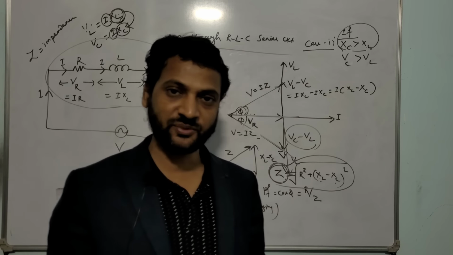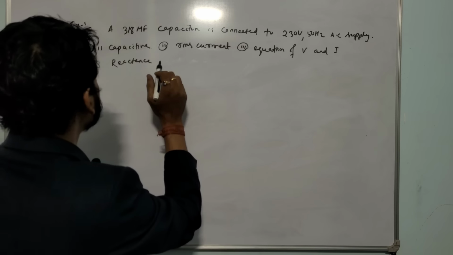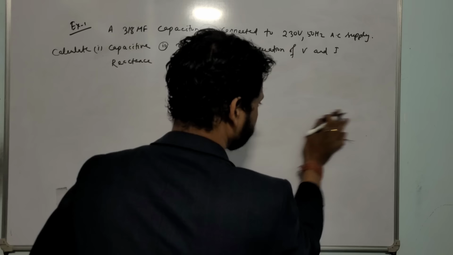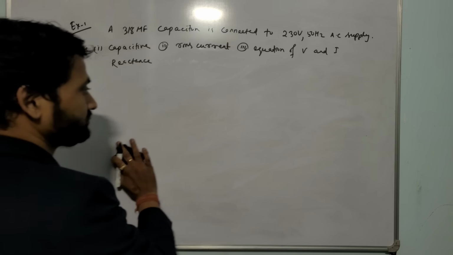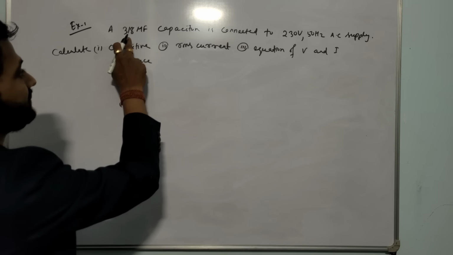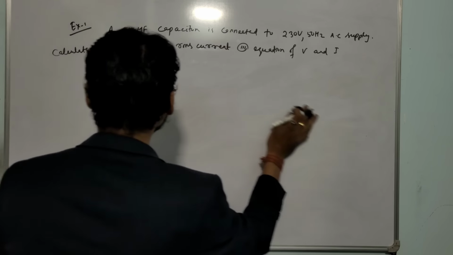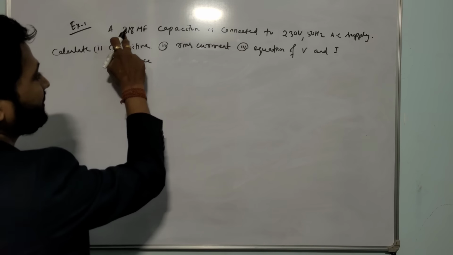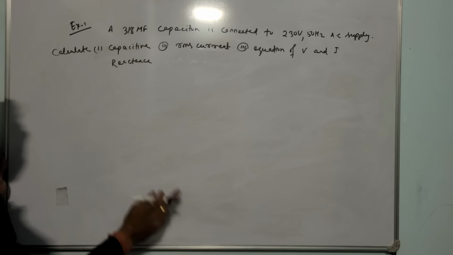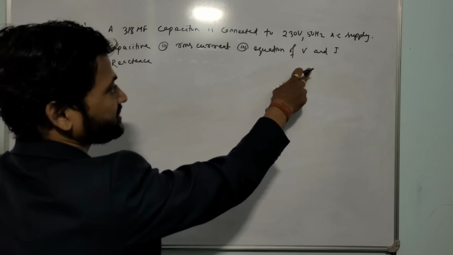So that is all about the concept of the RLC series circuit. Now look at the question, an example of a pure capacitor. A 318 microfarad capacitor is connected to a 230 volt, 50 hertz AC supply. Calculate the capacitive reactance, RMS current, and the instantaneous equations of voltage and current.